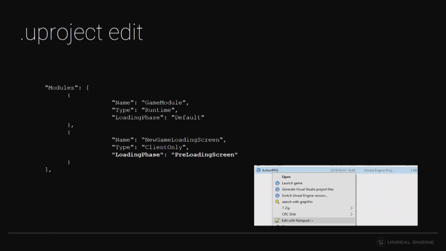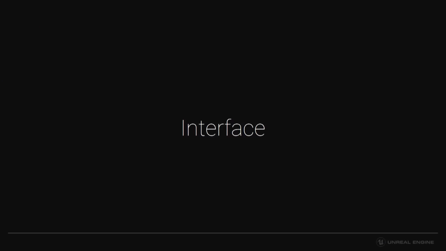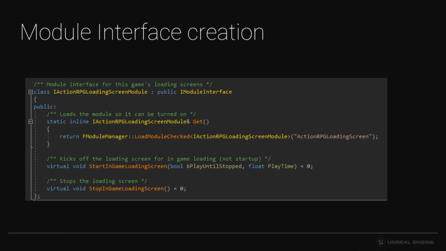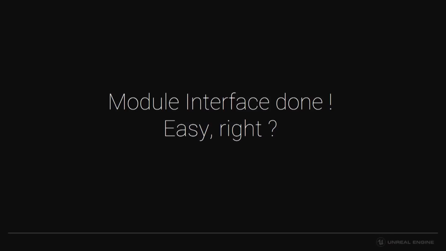So how to edit that? You just open the uproject file with your favorite text edit tool. Mine is Notepad++, obviously. And you just change default to preloading screen, and you're good to go. So yeah, nothing fancy. So now we'll be talking about the code itself. So the interface is pretty straightforward, nothing fancy, only 3 functions: a get, a start, and a stop. You can really make things easier than that, right? And boom, done.